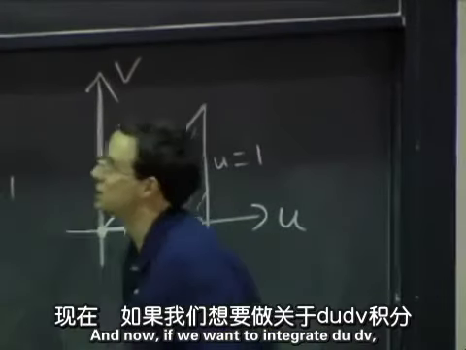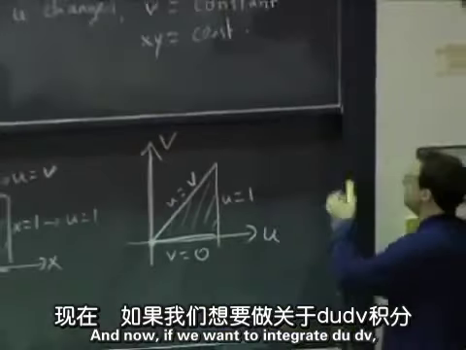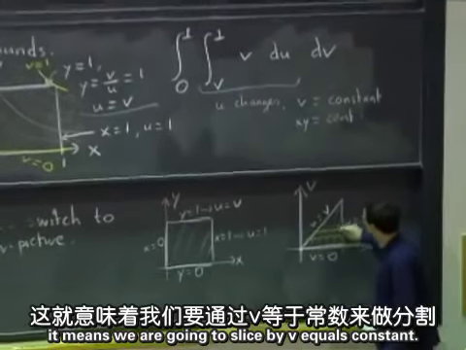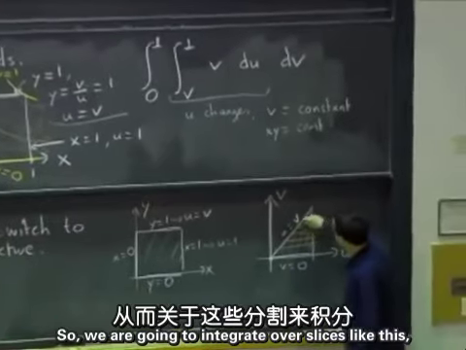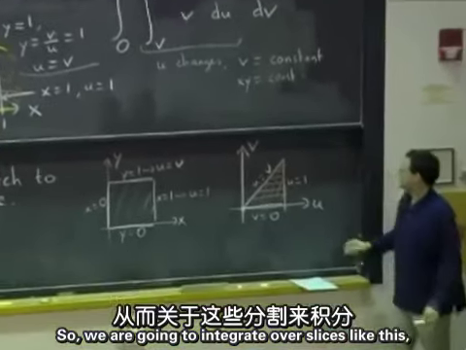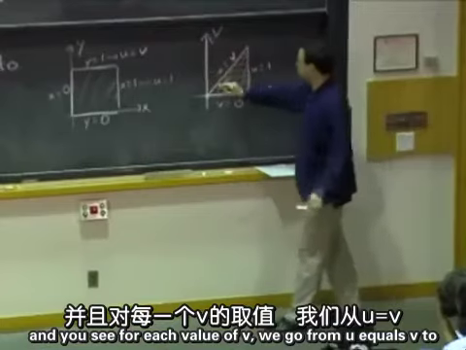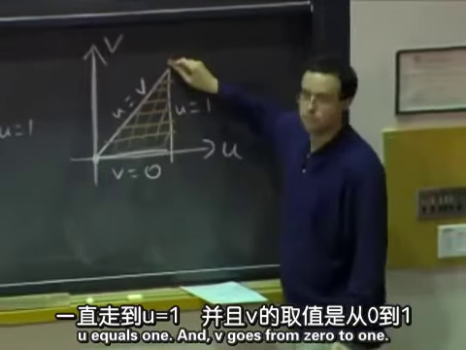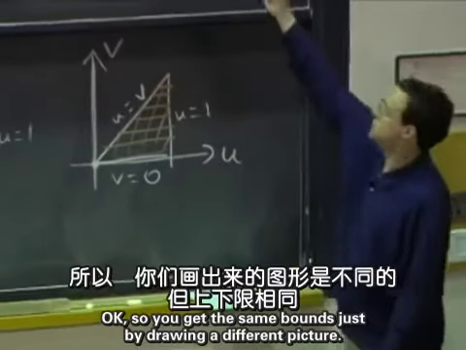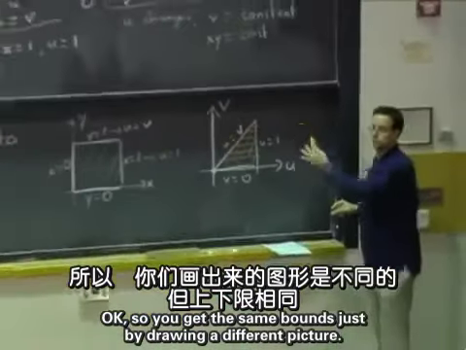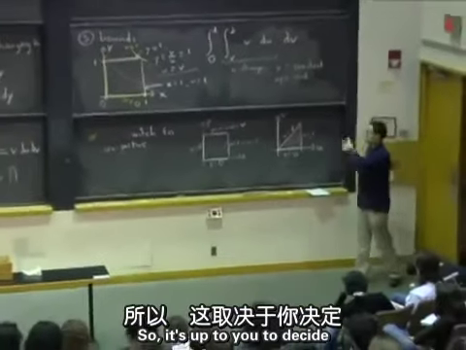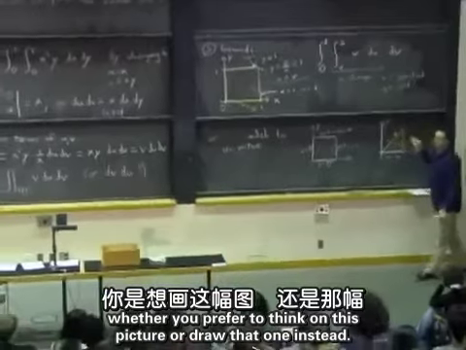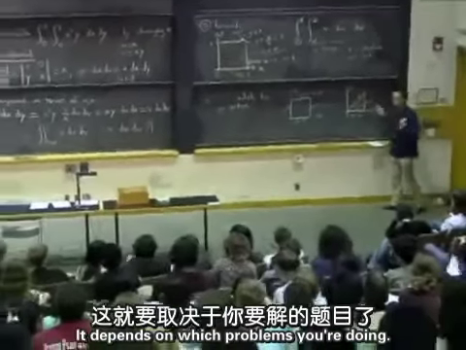And now, if we want to integrate du dv, it means we're going to slice by v equals constant. So we're going to integrate over slices like this. And you see for each value of v, we go from u equals v to u equals 1. And v goes from 0 to 1. Okay, so you get the same bounds just by drawing a different picture. So it's up to you to decide whether you prefer to think on this picture or draw that one instead. It depends on which problems you're doing.